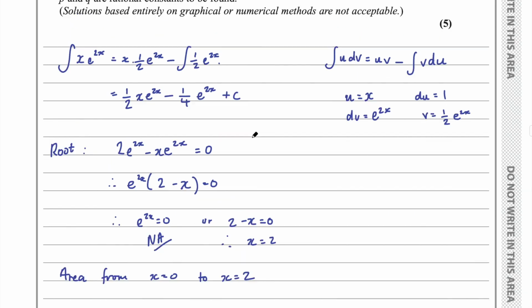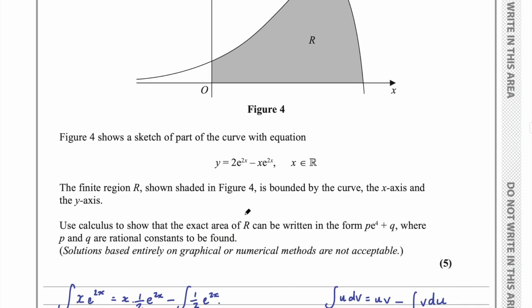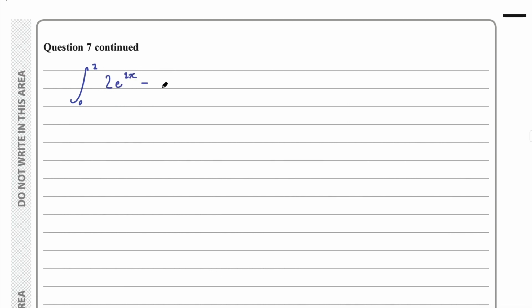And now we're looking for the definite integral from 0 to 2 of this equation here, this graph. So let's start this down here on the next page. So we're looking for the integral from 0 to 2 of 2e to the 2x, subtract x e to the 2x with respect to x.